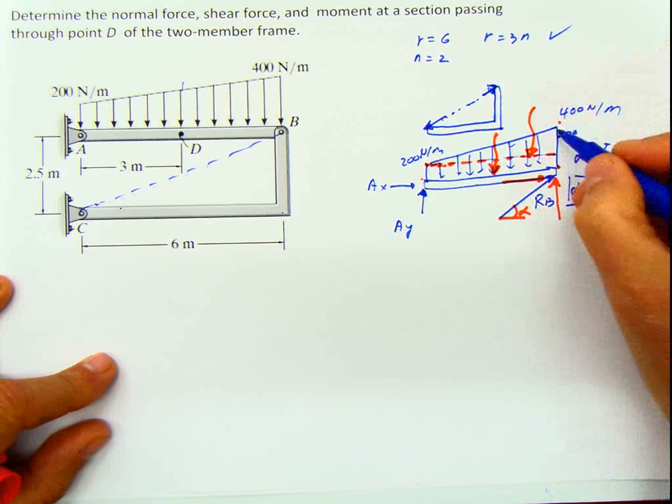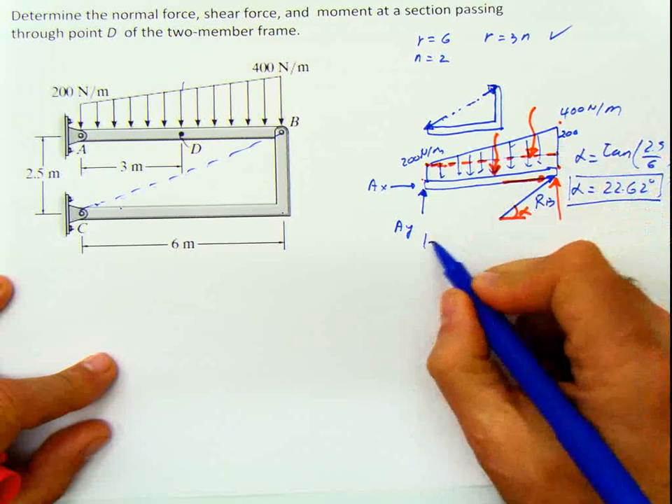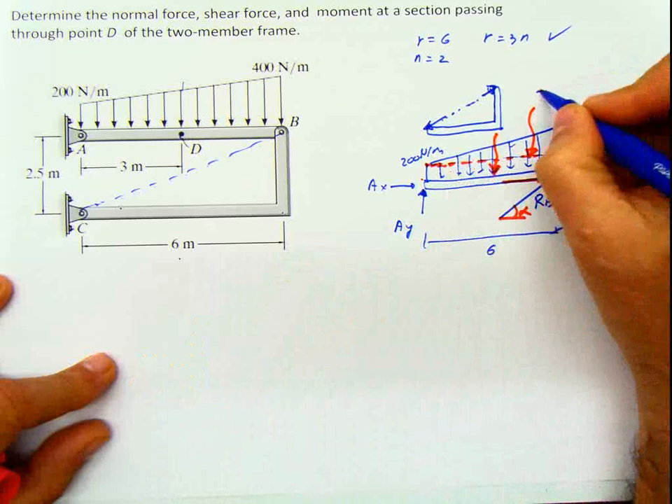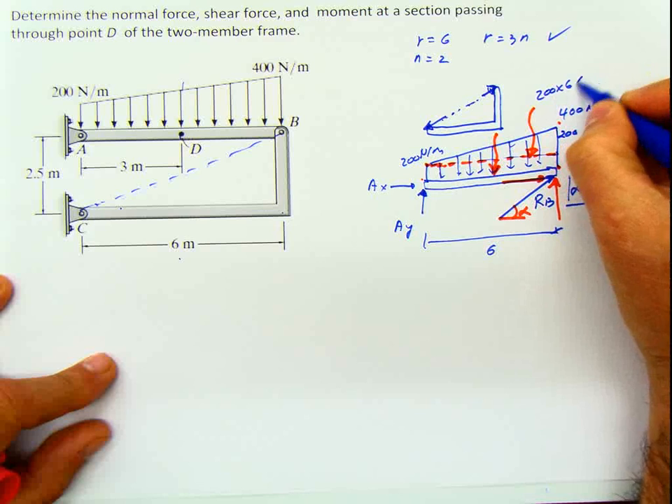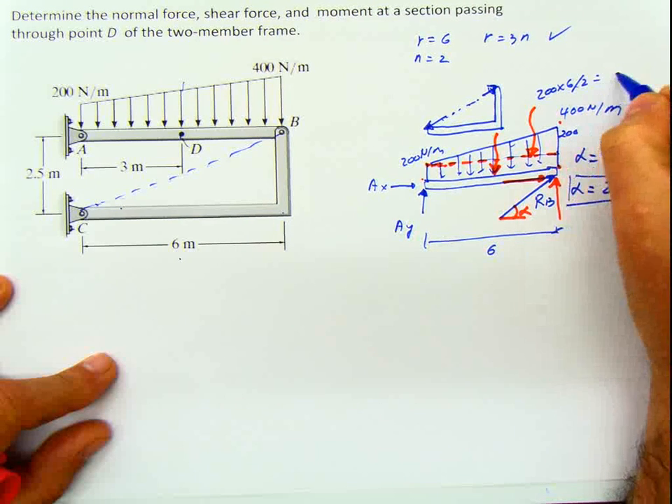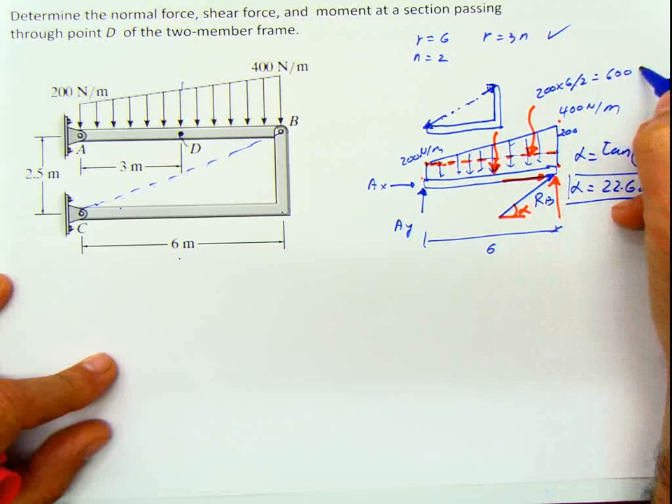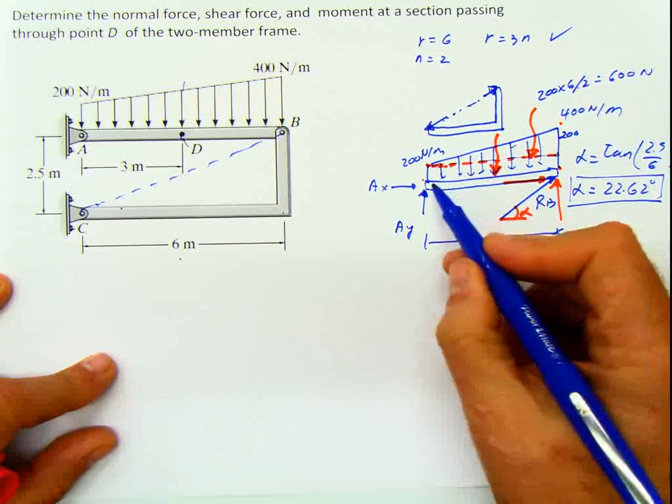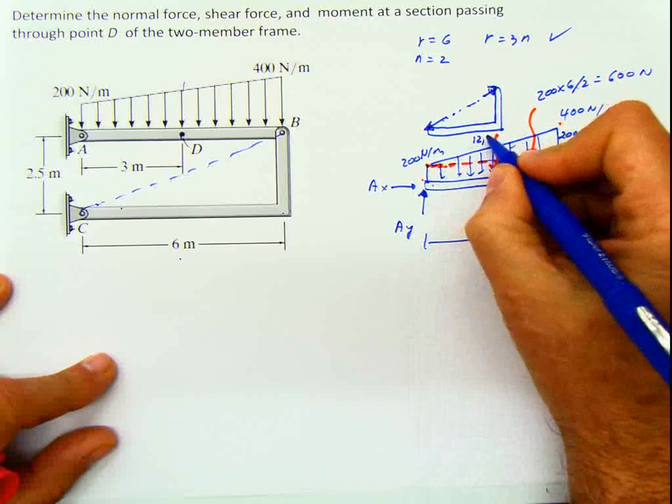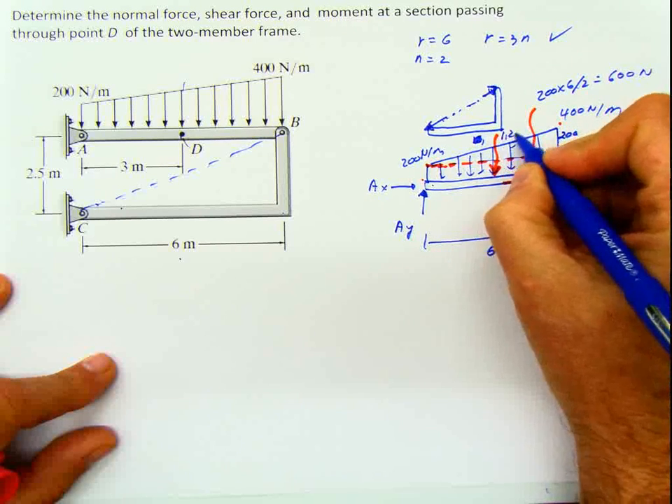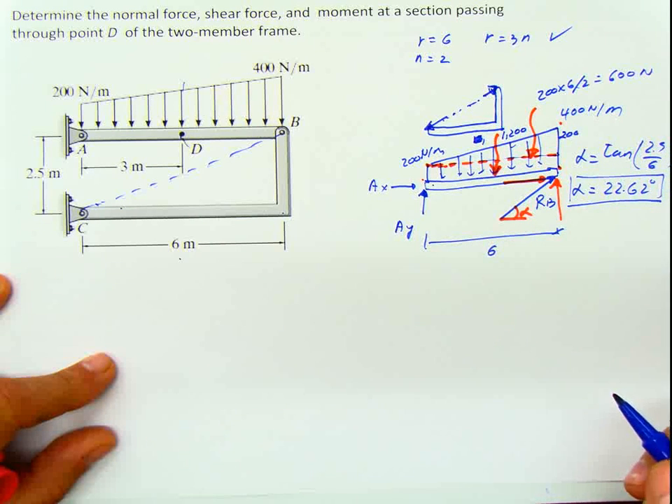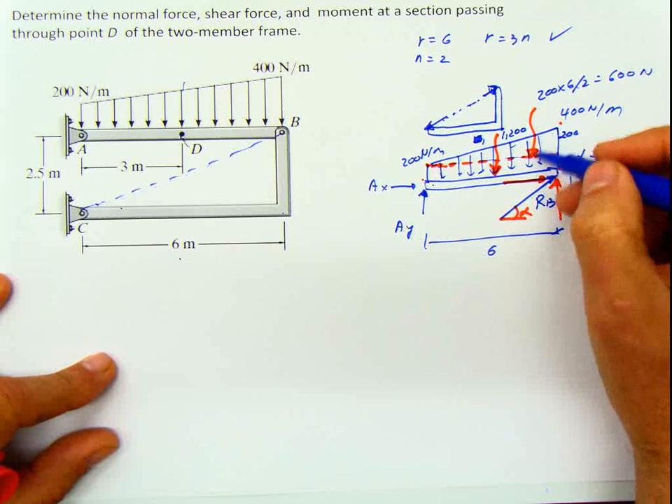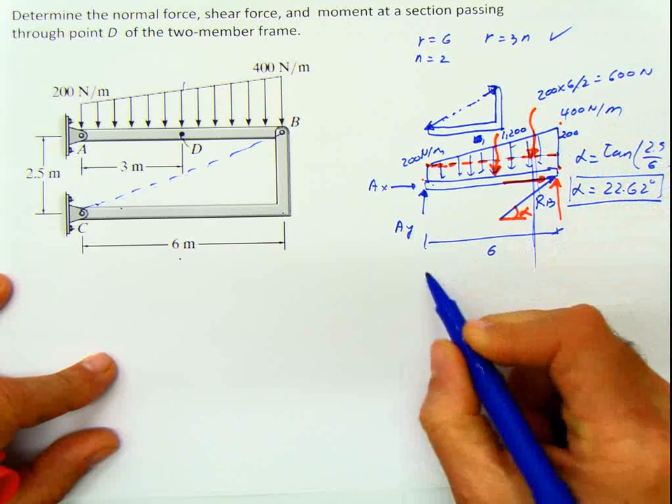This load is going to be 200 times 6, because remember this distance is 6, divided by 2, which is the area of the triangle, and that's 600. Remember, all of the loads are in Newtons. And this other load here from the rectangle is just 6 times 200, which is 1200 Newtons.